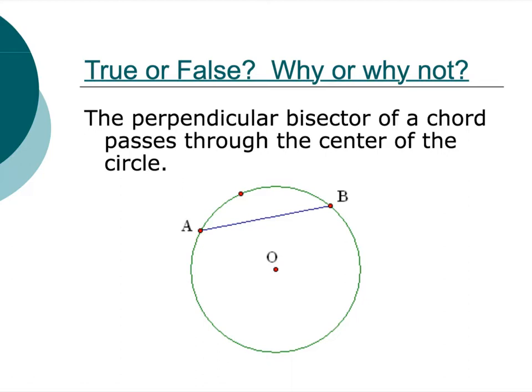True or false? Why or why not? The perpendicular bisector of a chord passes through the center of the circle, meaning if I am perpendicular to AB and I also bisect AB, will it pass through the center? And if you said yes, you betcha you are correct. The perpendicular bisector of AB does pass through the center. The distance is measured perpendicularly, right? If it's perpendicular to the chord and it passes through the center, then it is the distance, and it will split that chord AB into two congruent pieces.